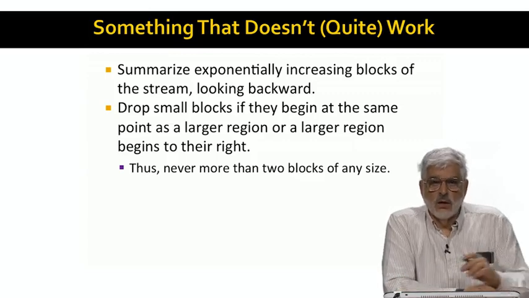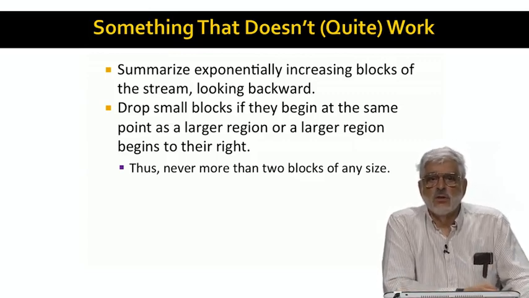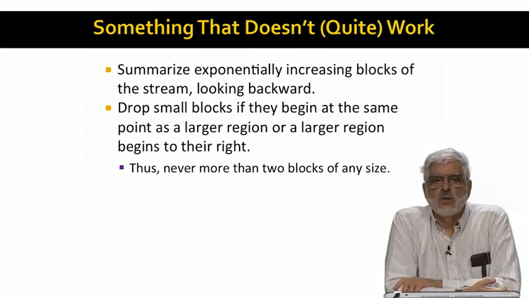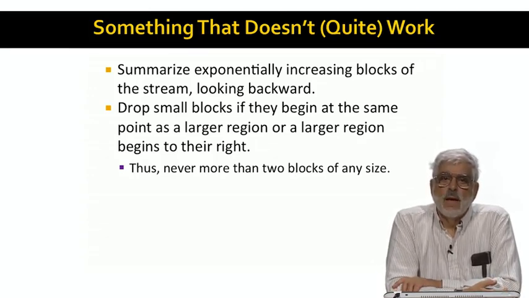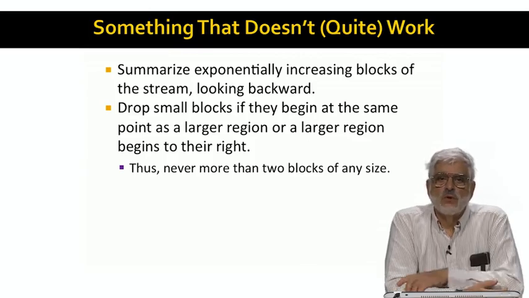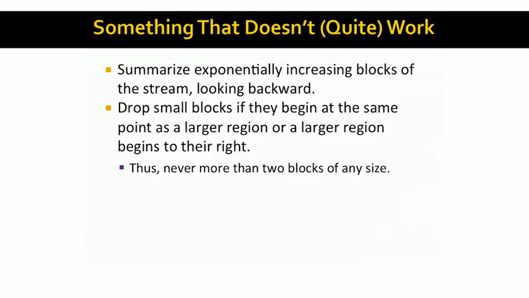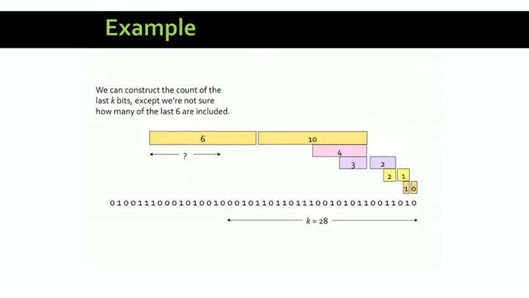Instead, we have to drop blocks if their left end, that is, the end that is earliest in time, coincides with the left end of a larger block. And we also drop a small block if there's a larger block completely to their right, that is, later in the stream. As a result, you never have more than 2 blocks of any one size. So here is an example of the blocks we might retain at some time. The 5 rows of blocks are of lengths 1, 2, 4, 8, and 16.